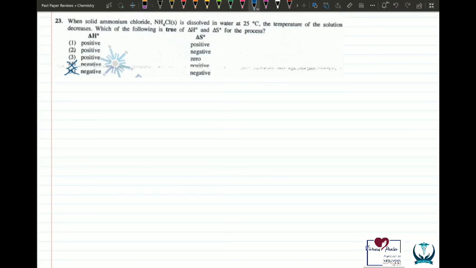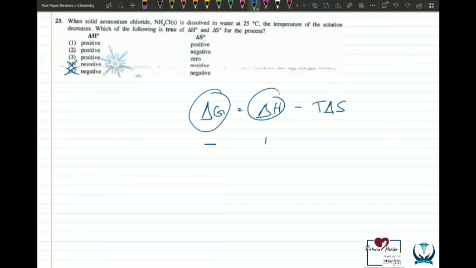Dissolution of ionic compounds such as ammonium chloride in water is spontaneous, which means delta G equals delta H minus T delta S. We know that delta G is negative or 0 for it to be spontaneous. Delta H is given as positive. Temperature is always positive. And now they have asked for entropy.